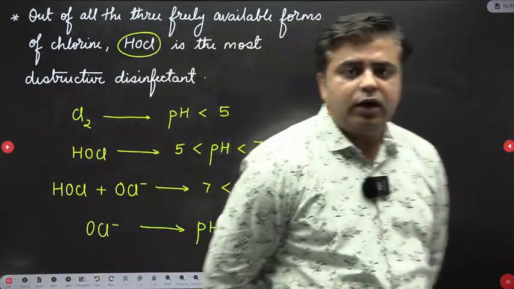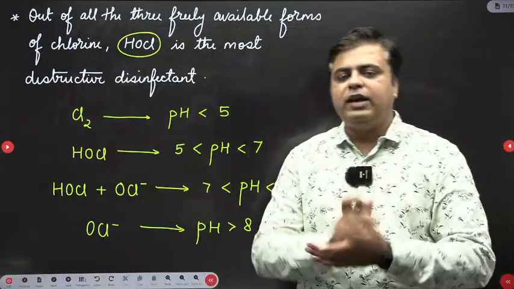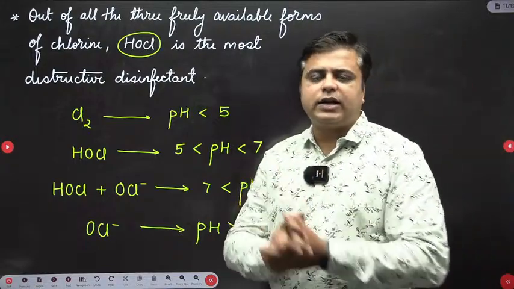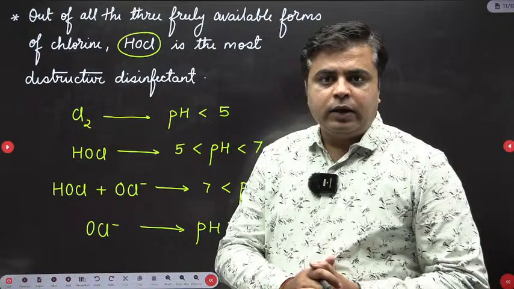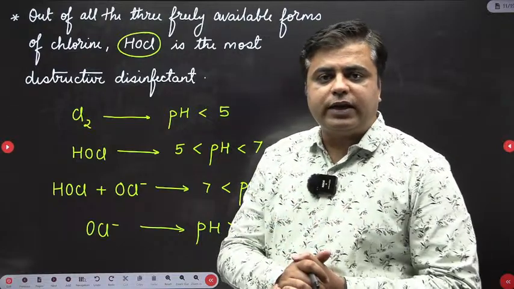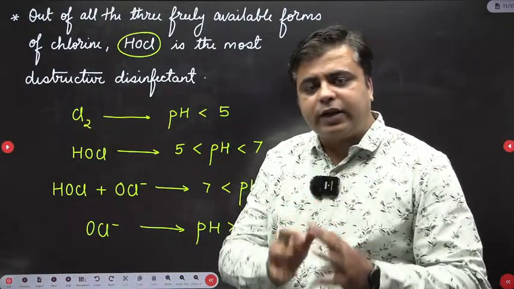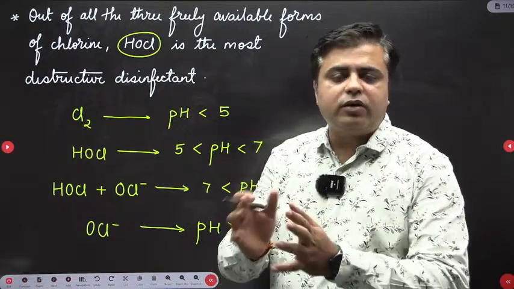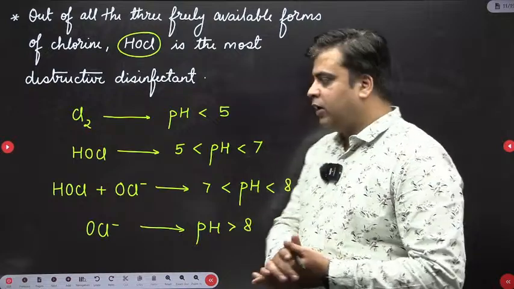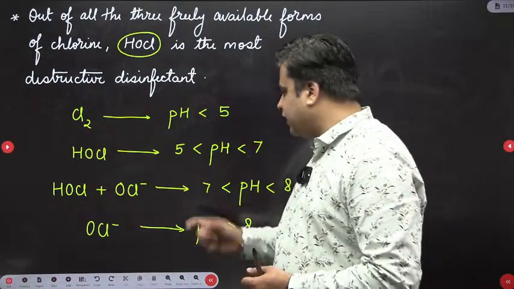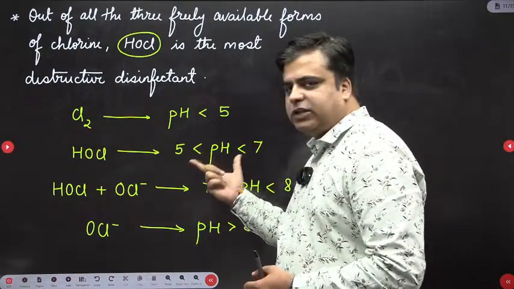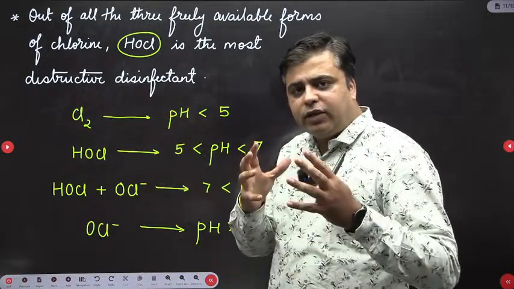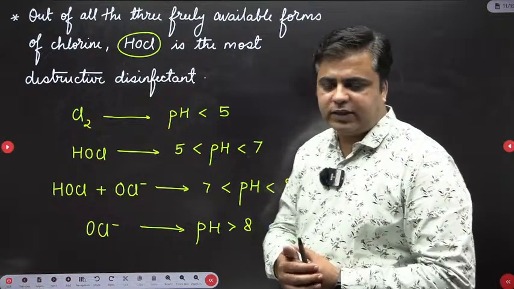Now, out of all these three freely available forms of chlorine, HOCl is the most destructive disinfectant. Being the most destructive disinfectant, it should be responsible for carrying out maximum disinfection of the community water. So while carrying out the disinfection, we maintain the pH in this range so that HOCl predominates in the system and we have the maximum efficiency of disinfection.